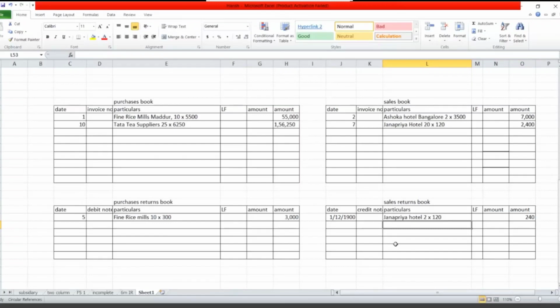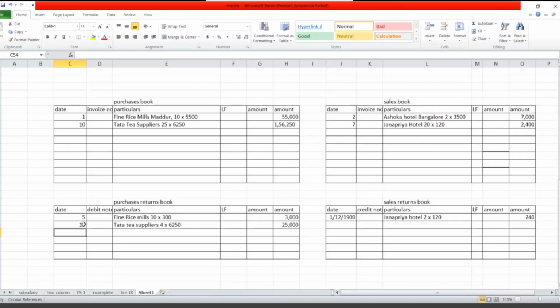Next transaction. On 15th, returned 4 cases of defective tea powder to Tata Tea Suppliers. So we have returned to them, which means it will be treated as purchase returns. To Tata Tea Suppliers, how much have we returned? 4 cases of defective powder. 4 into 6,250, how much will you get? 25,000. It's good in this question. We didn't find any kind of return or trade discounts, so a direct, fair question is given.